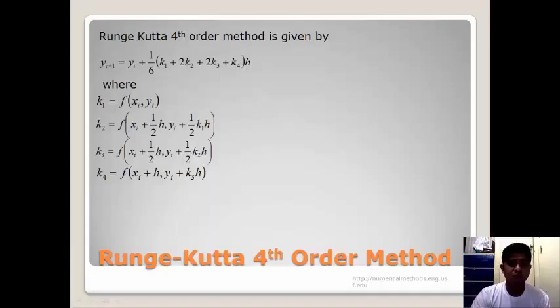Our k3 is equal to the function of x_i plus 1/2 times the step size, and y_i plus 1/2 k2 times the step size. Our k4 is equal to the function of x_i plus our step size, and y_i plus k3 times the step size.